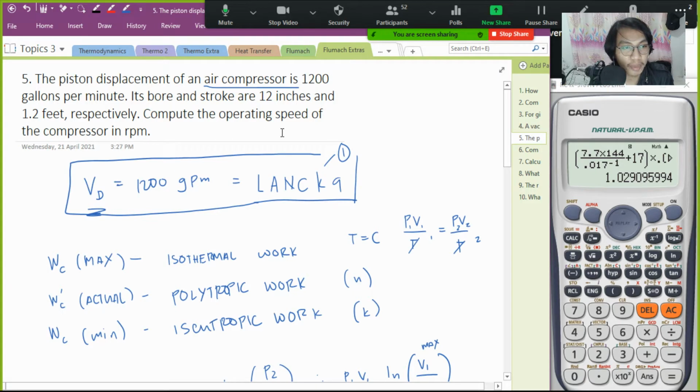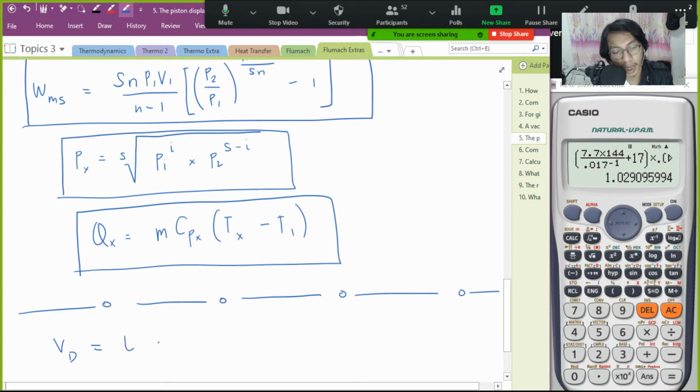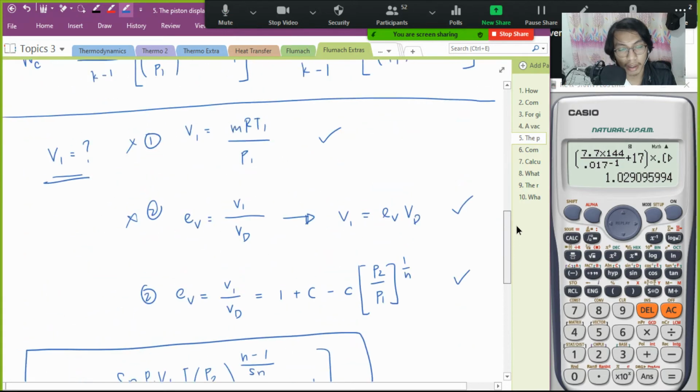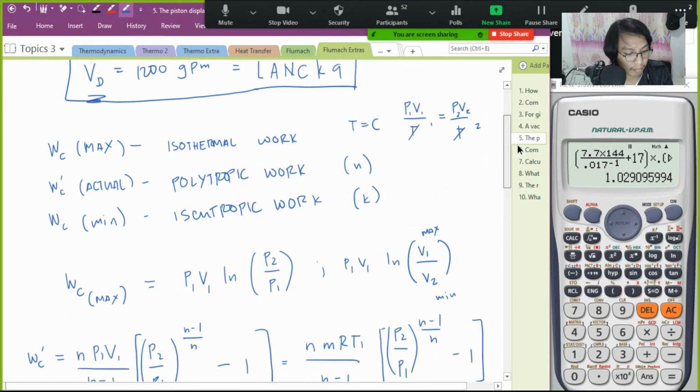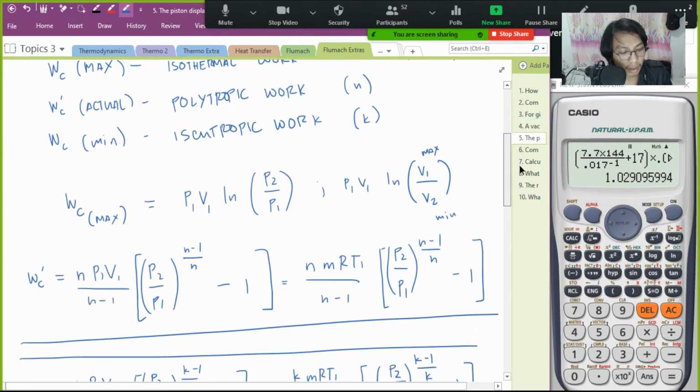So, compute the operating speed. Its bore and stroke are 12 inches and 1.2 feet, respectively. Ang hinahanap is N. So, you have VD is equal to L, A, N, C, K, A. Number of acting is 1. Number of cylinder is 1. Tapos yung K is 1 na rin. Okay? Ang hinahanap mo na lang dyan is what?